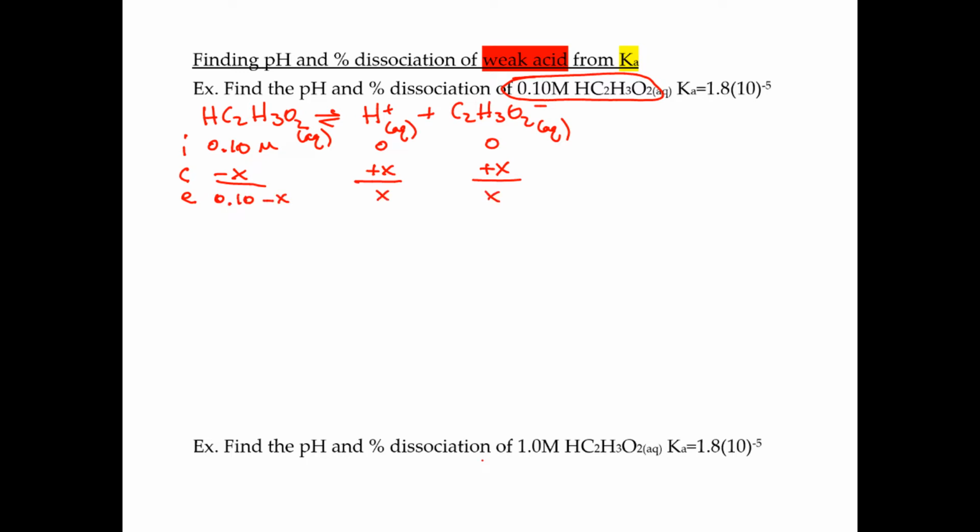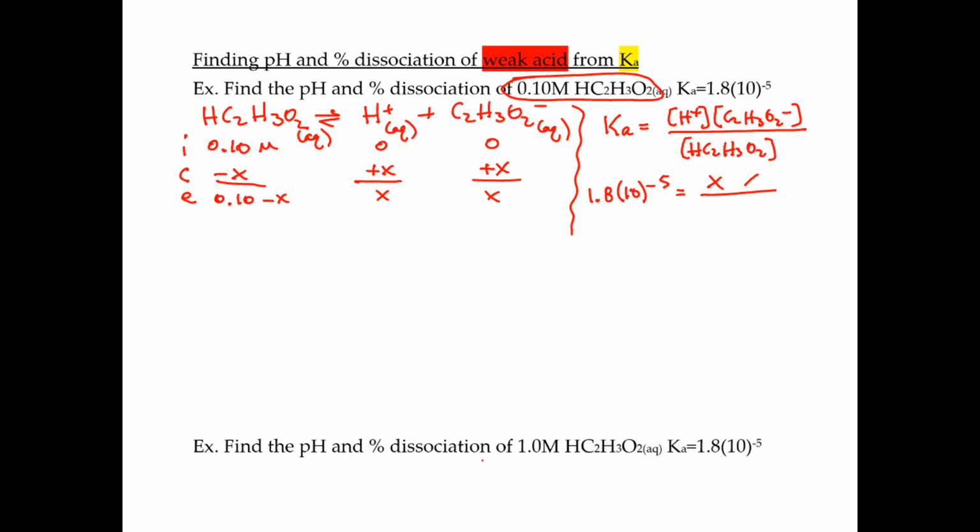And now what we're going to do is use our Ka value, which was given to us. So remember that Ka is going to be the concentration of H plus times the concentration of C2H3O2 minus divided by the concentration of HC2H3O2. So we're going to put in our values. The Ka is 1.8 times 10 to the minus fifth. Our H plus is X, our acetate is X, and our acetic acid is 0.1 minus X.